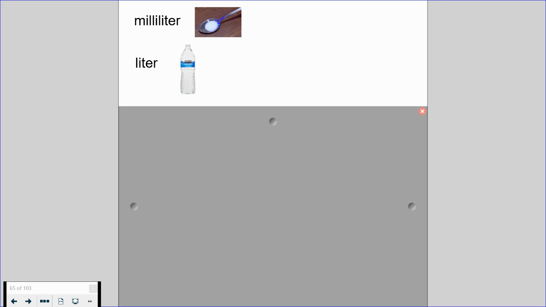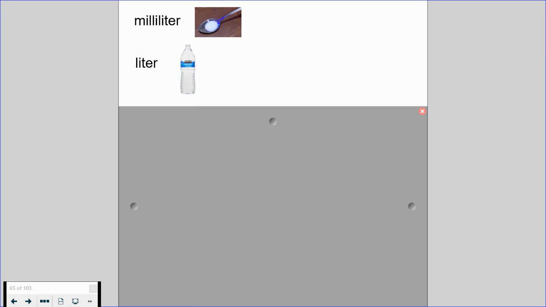Hey everyone, we are back together again, continuing our work with measurement. So today is day 2 of our work with lesson 13-5, where we are working with the metric units of measurement for capacity, weight, and mass.